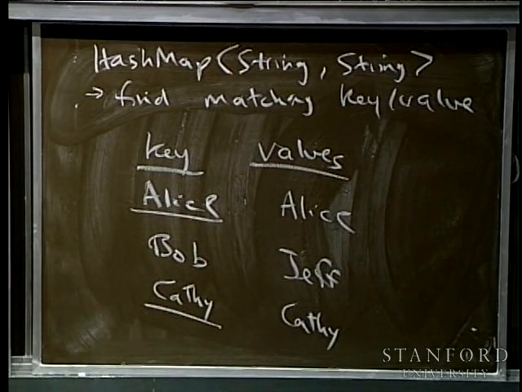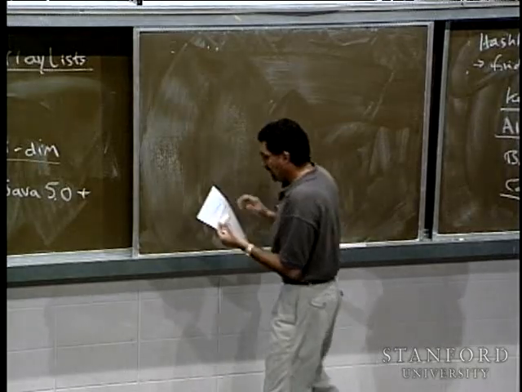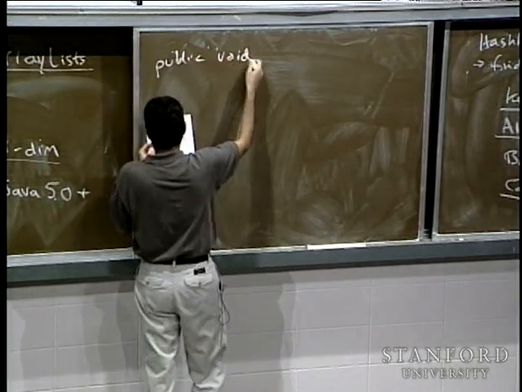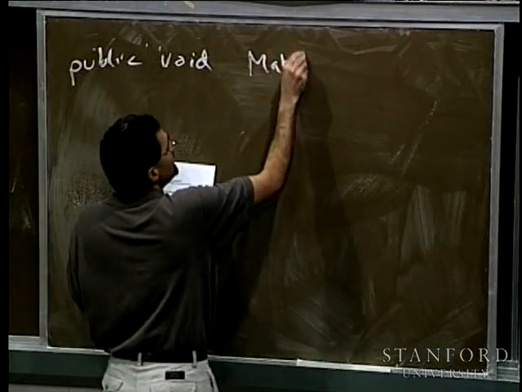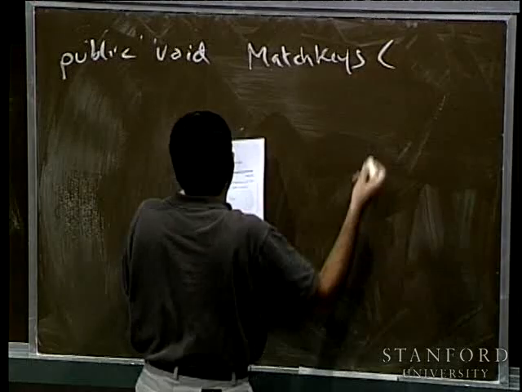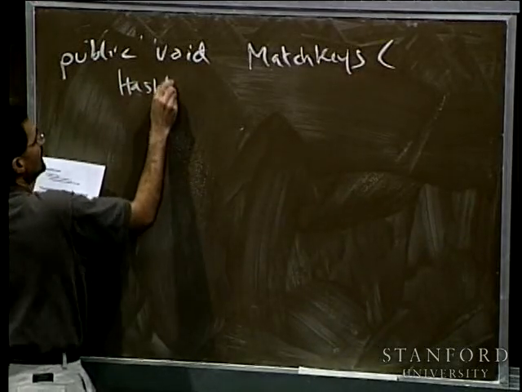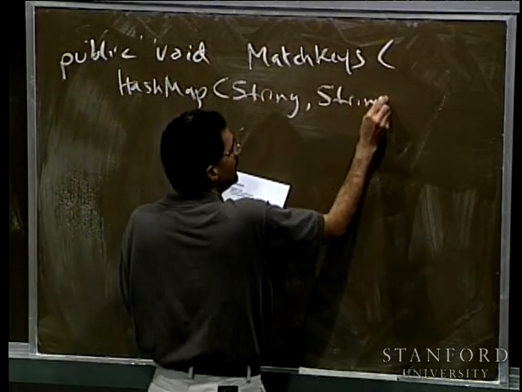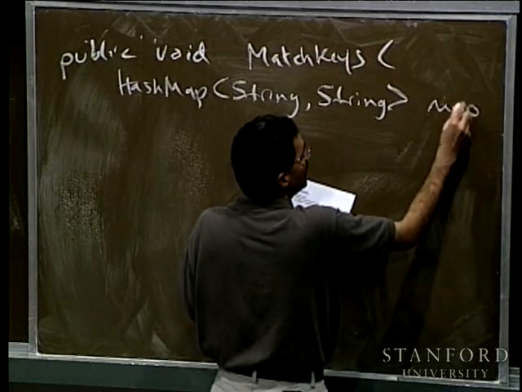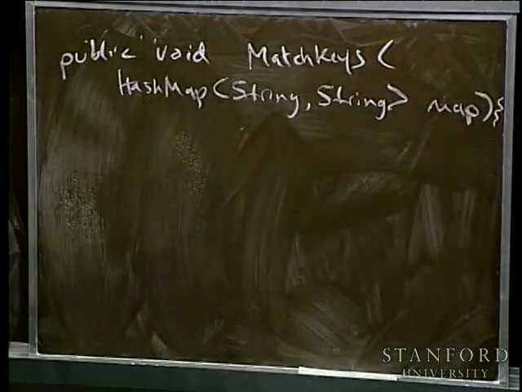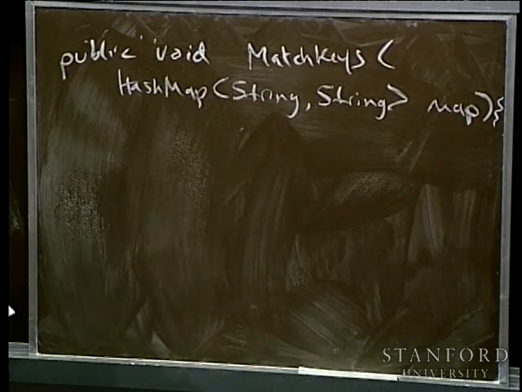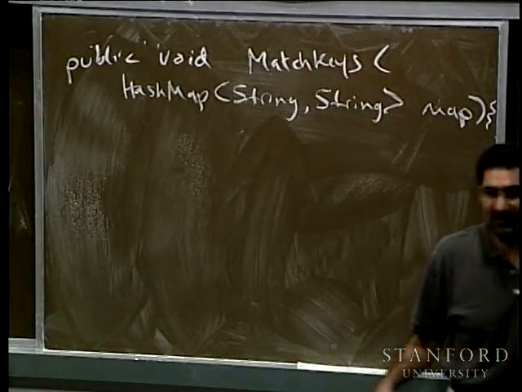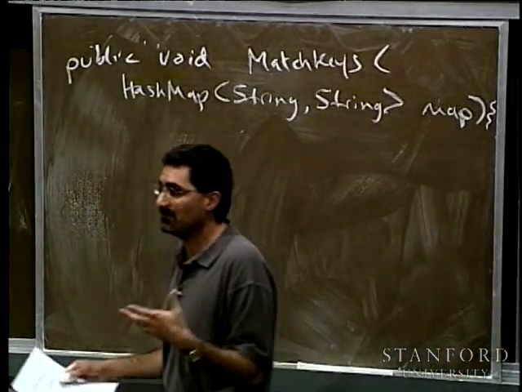So if we want to think about solving that problem, we might be given some header like public void matchKeys, and this has some parameter that it's passed, like a hash map from string to string that we'll call map. All the syntax should hopefully be second nature to you at this point. You really want to figure out how to solve the problem. If we want to find out which keys have the same value as their value, what's the first thing we want to do?